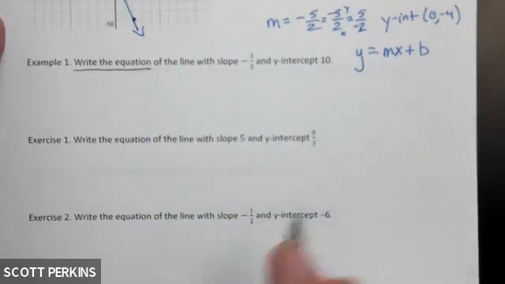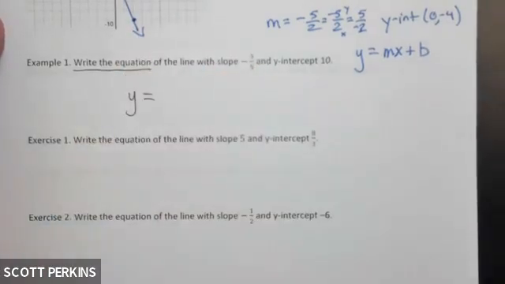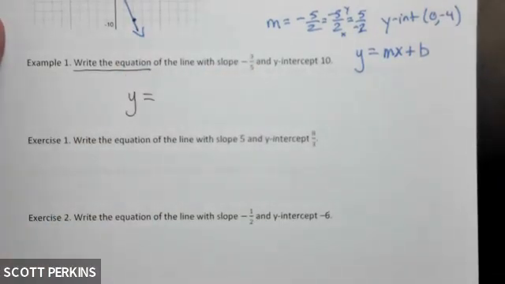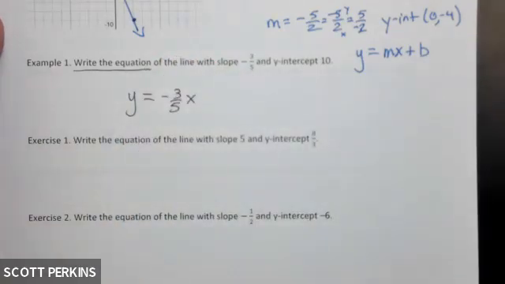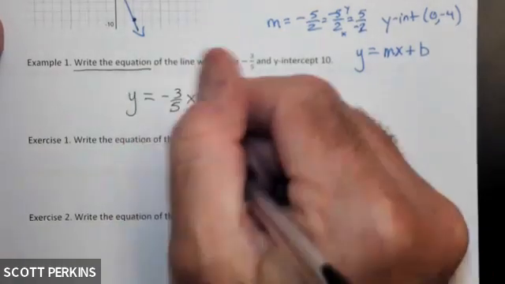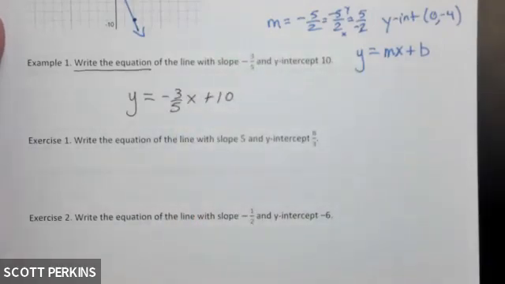So in this problem right here, it's going to be y equals, I'm going to use that slope-intercept form. And what number am I going to put in front of the x? Well, I'm going to put the slope. I'm going to put that -3/5 in front of the x. And then the number that is going to be added on is +10.